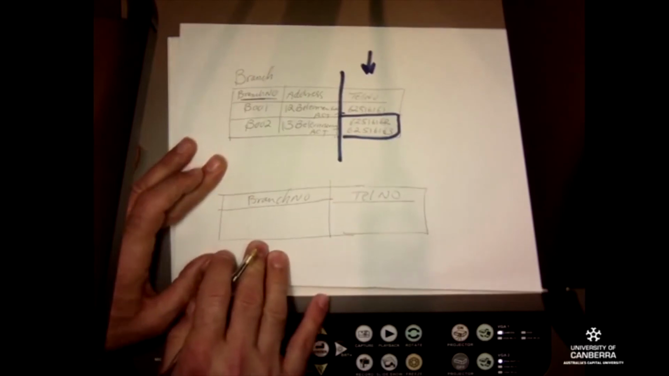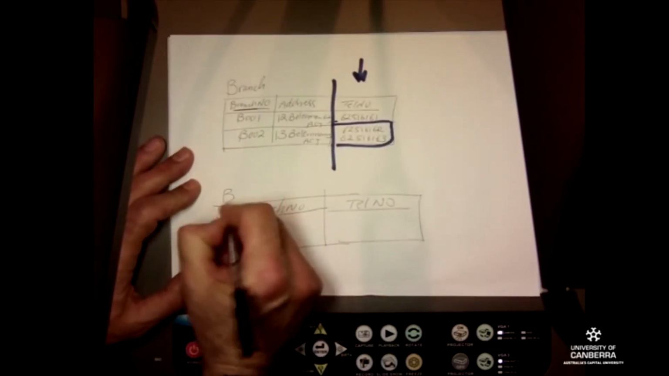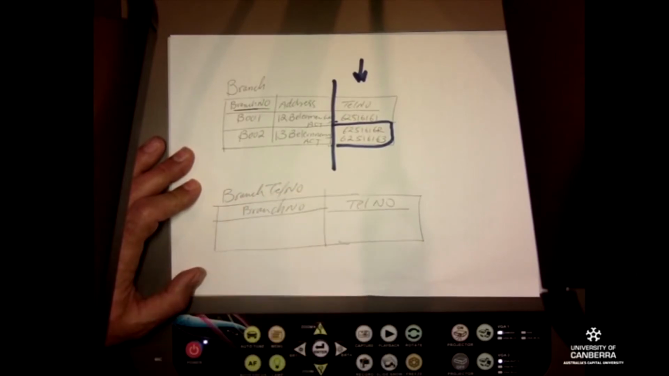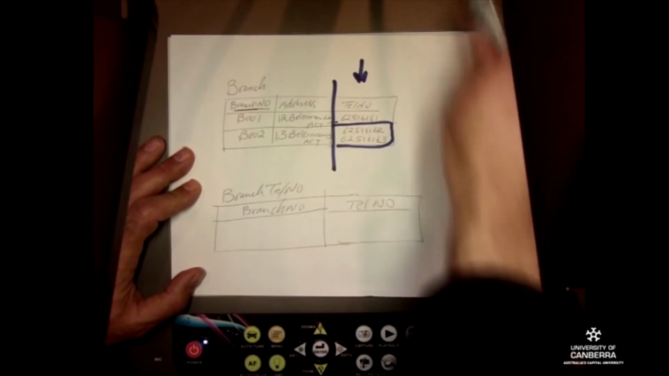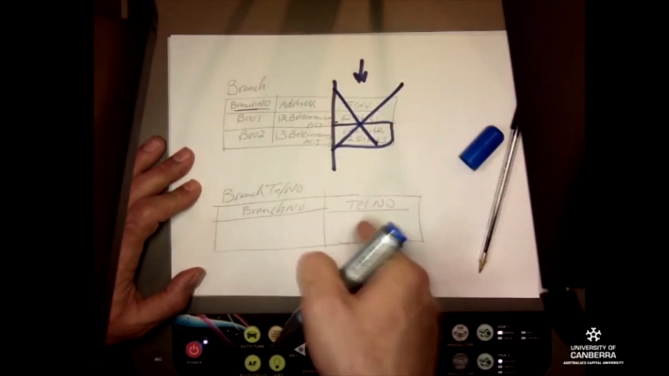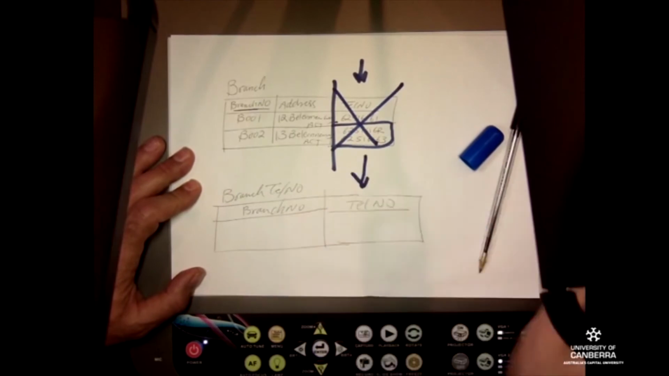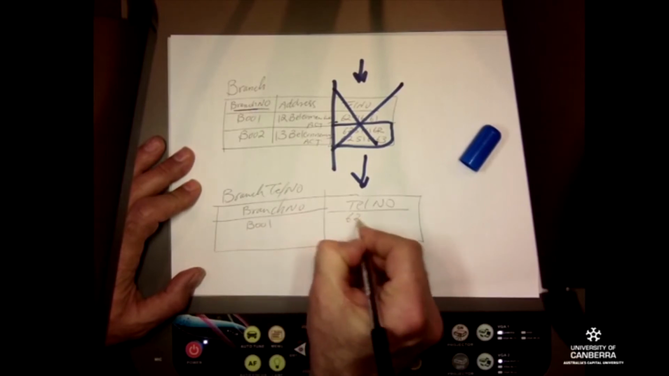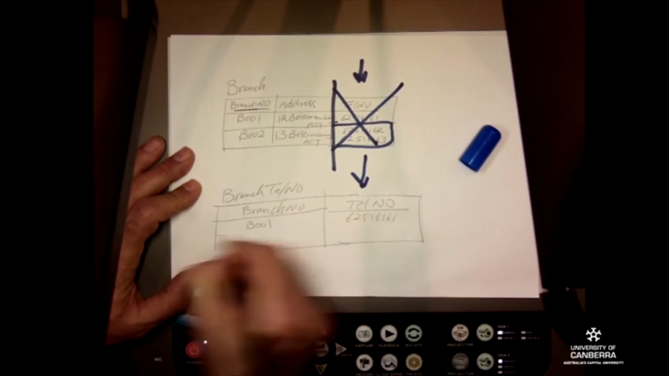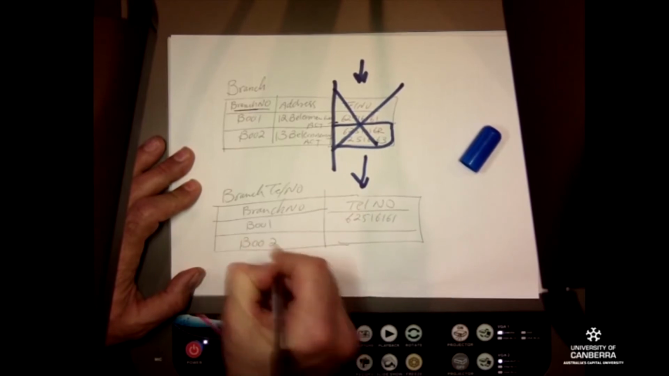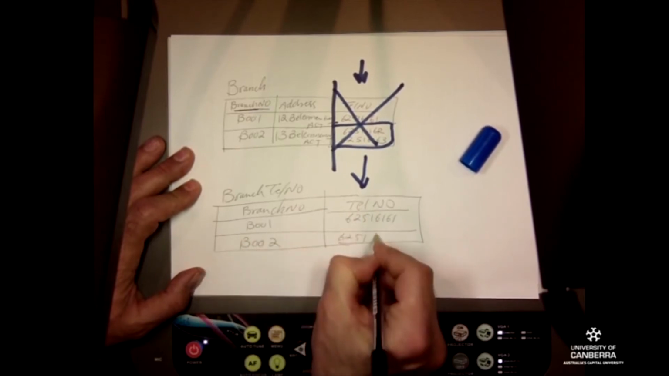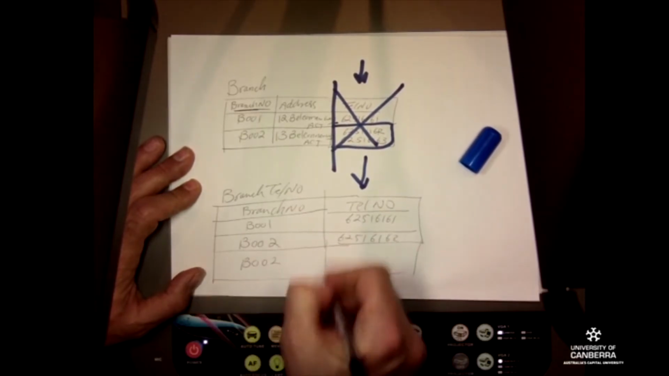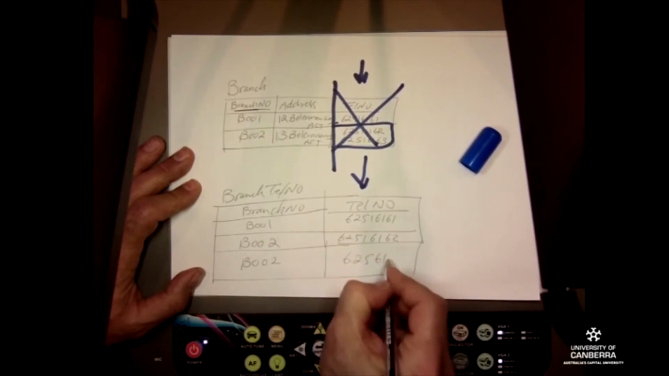So what do we call the new table? Let's say we call it branch telephone number. So now this is removed from this table and the data goes into this new table. So you will have B001, the data 62516161, B002, the phone number 62516162, B002, the phone number 62516163.